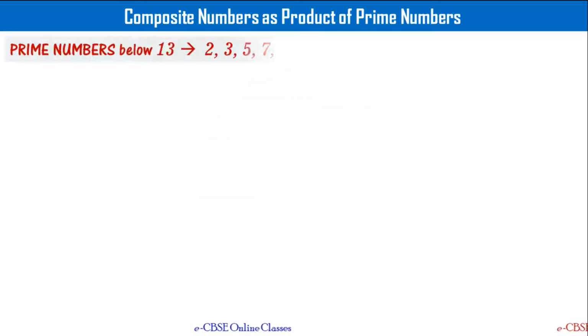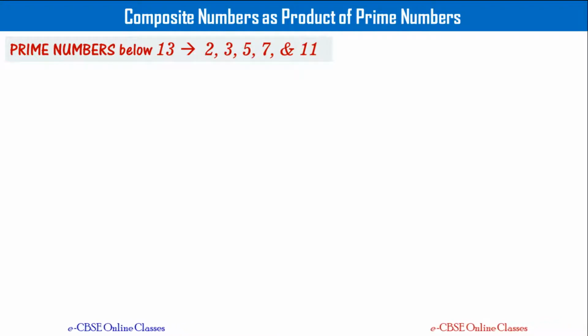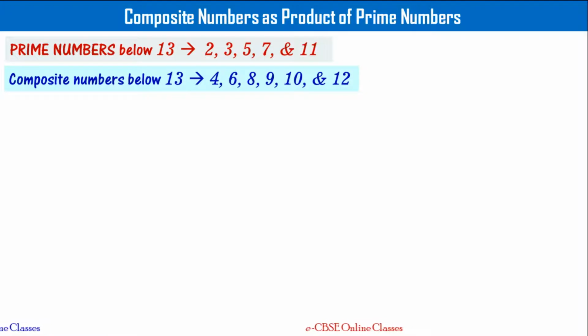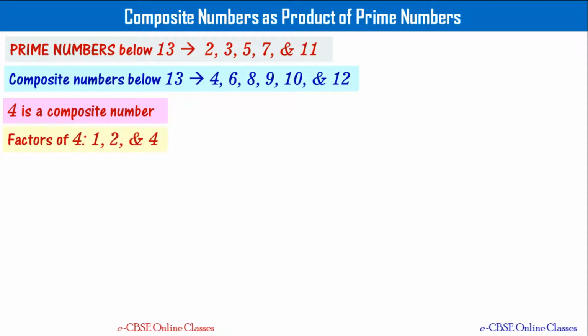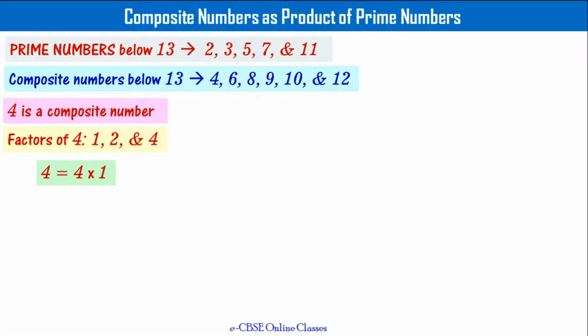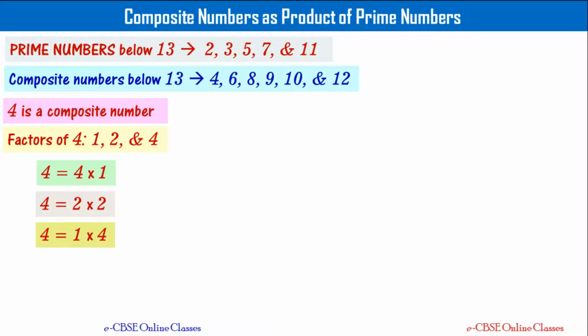Now, we have seen that prime numbers below 13 are 2, 3, 5, 7 and 11, right? Similarly, we have seen that composite numbers below 13 are 4, 6, 8, 9, 10 and 12. You have seen 4 is a composite number and factors for 4 are 1, 2 and 4, right? It means that 4 can be written as 4 times 1, 4 can be written as 2 times 2 and 4 can be written as 1 times 4, right?